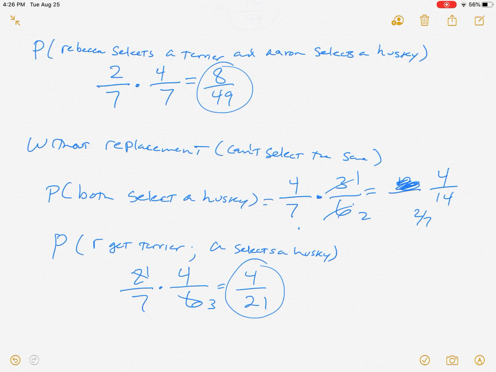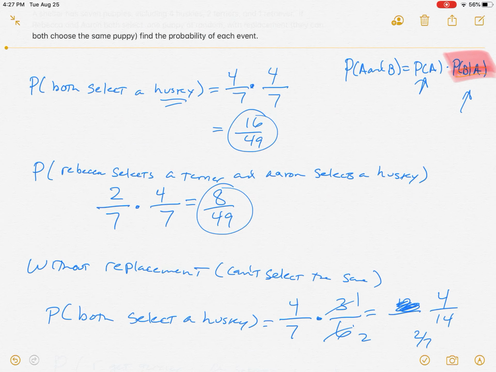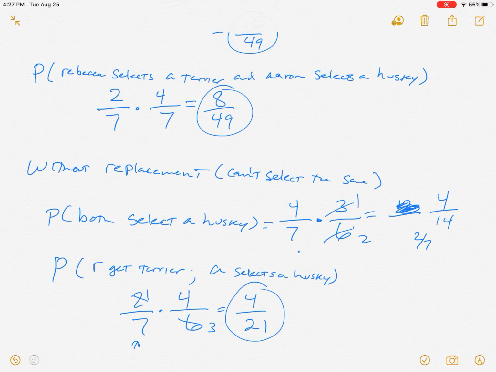This is an example of a non-independent setting where it makes a difference what happened in the first pick for the second. So you'll see the definition being asked about of independence. They'll ask, hey, are these two events independent? They are independent if one doesn't affect the other. So with replacement, they were completely independent. Didn't matter what Rebecca picked because it didn't affect Aaron's ability to pick the dog that he wanted. However, in the second situation, it does affect Aaron because he has less of a choice either way, whether they're both doing the same thing or it's this terrier husky thing.